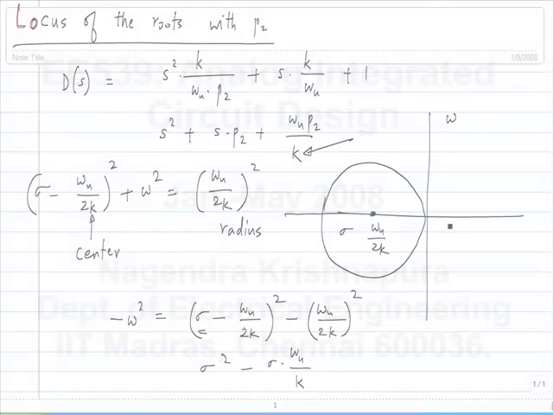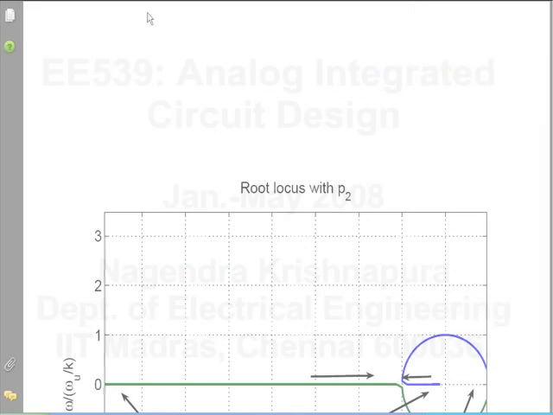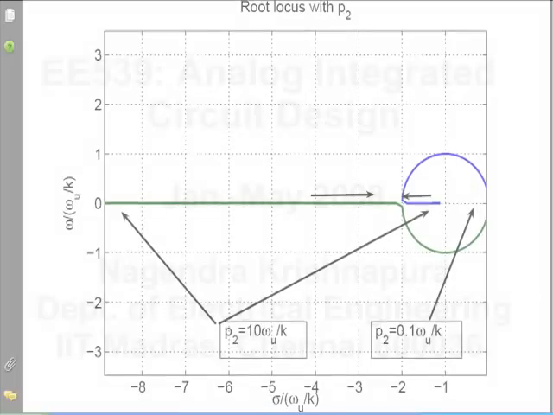So here is a neater plot of the same thing. So this is the root locus with P2. I have started off from some very large value of P2, that is 10 times omega u by k, and go all the way to a very low value, which is about 0.1 times omega u by k. Omega u by k is the unity loop gain frequency, or the bandwidth we would have had in the absence of P2, right? So I start from a very high value.